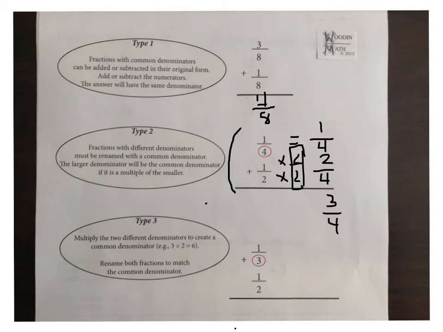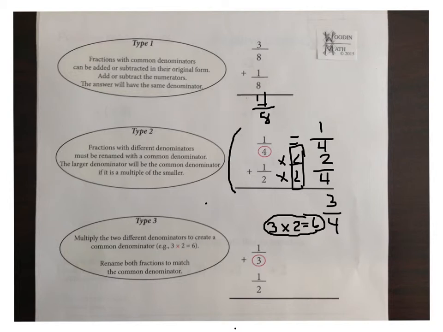Moving on to the type 3 fraction problem, you notice that I've circled the larger of the two denominators, the 3. Can I multiply 2 by a factor and get 3? No. So what I'm going to have to do is to create a unique denominator to be the common denominator. The easy way to do that is to multiply the two denominators. 3 times 2 equals 6.